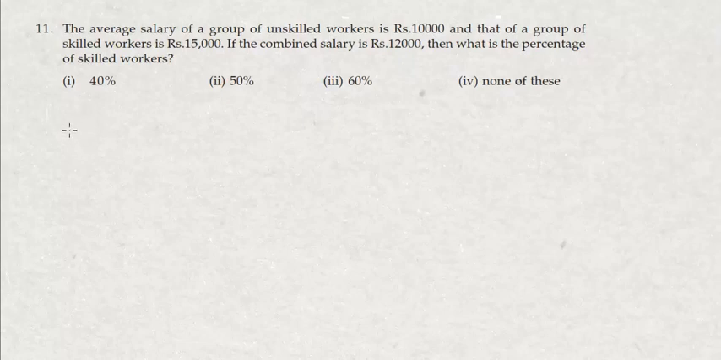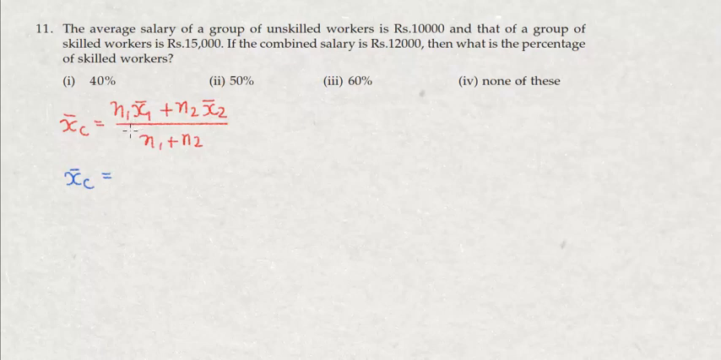We can use the combined mean formula here, which is x bar combined is equal to n1 into x bar 1 plus n2 into x bar 2 divided by n1 plus n2. Let's fill all the given information into the formula. X bar combined is equal to n1, which is here not given to us.